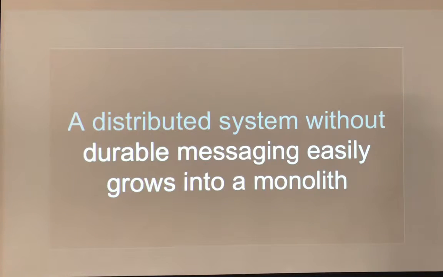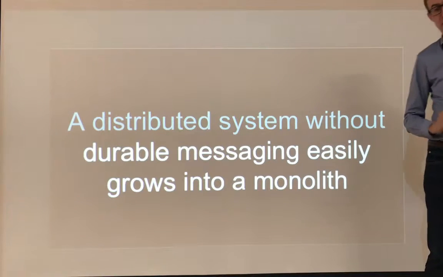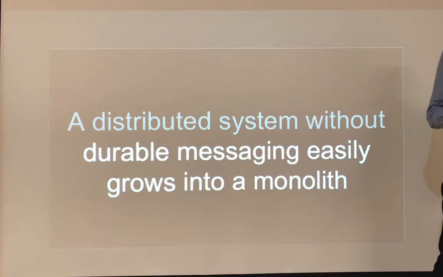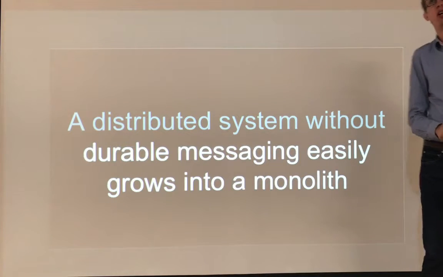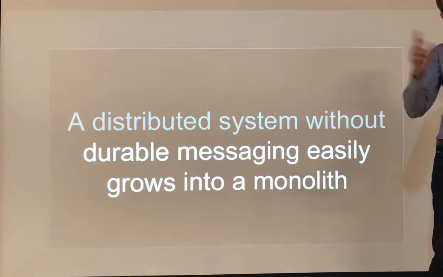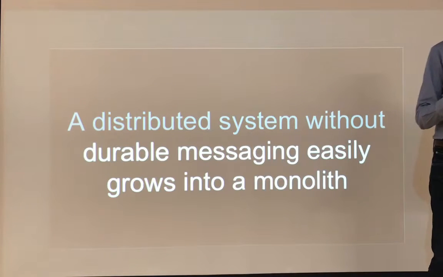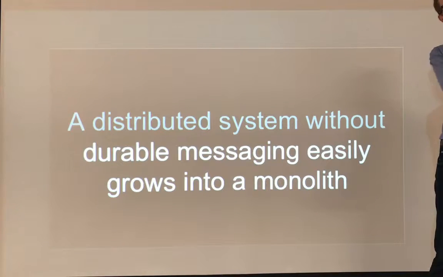Lesson 1. A distributed system without durable messaging easily grows into a monolith. So if you're deploying a distributed system that's made out of many microservices, you want those services to be loosely coupled. We build microservices in the first place in order to avoid having a monolith. But then there's a risk that your services make assumptions about each other when they communicate with each other.